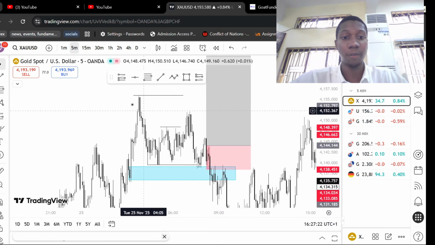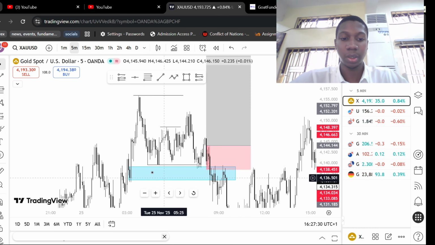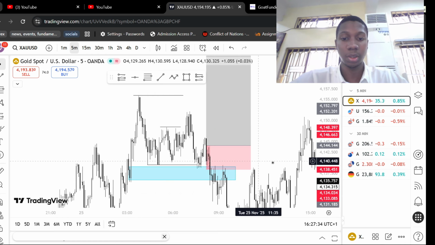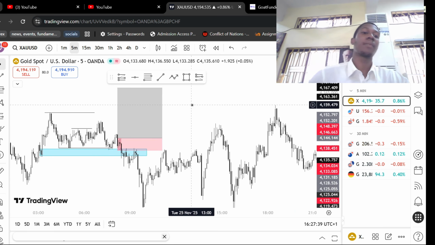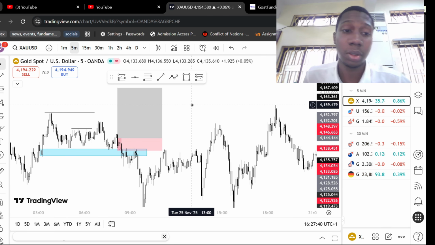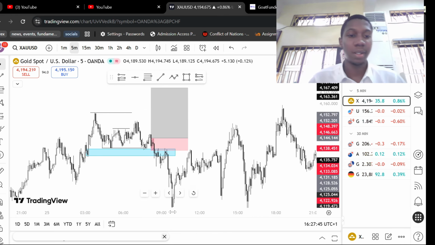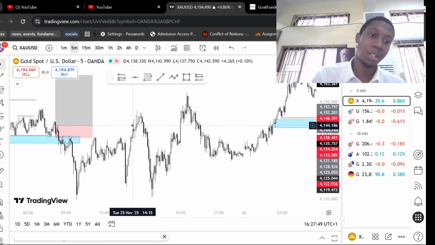Instead, we reacted off the supply zone here, gave rejections, and came down with such momentum, sweeping out the liquidity. And I entered on a bullish close, and I immediately ended up in stop loss. I shouldn't have taken it because I should only be sticking to A plus setups, and this was more like a B plus setup, but I took it anyways and ended up in a loss.